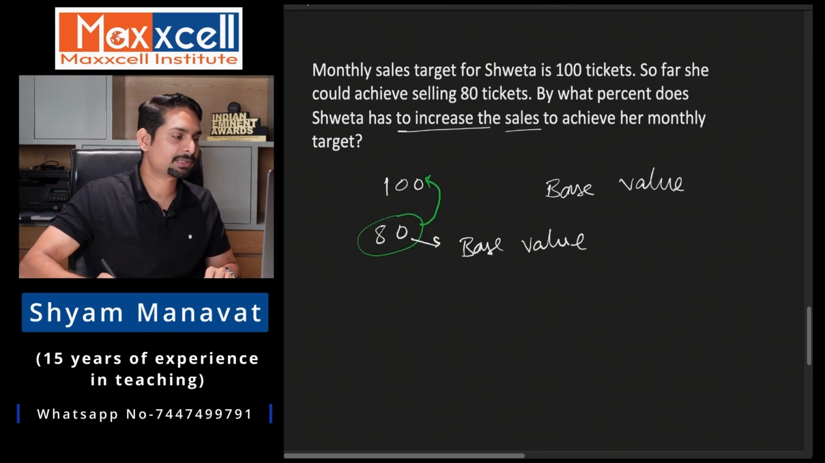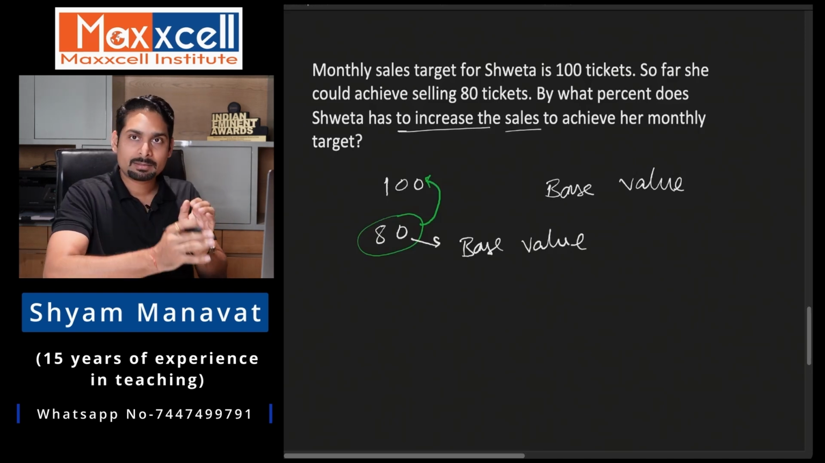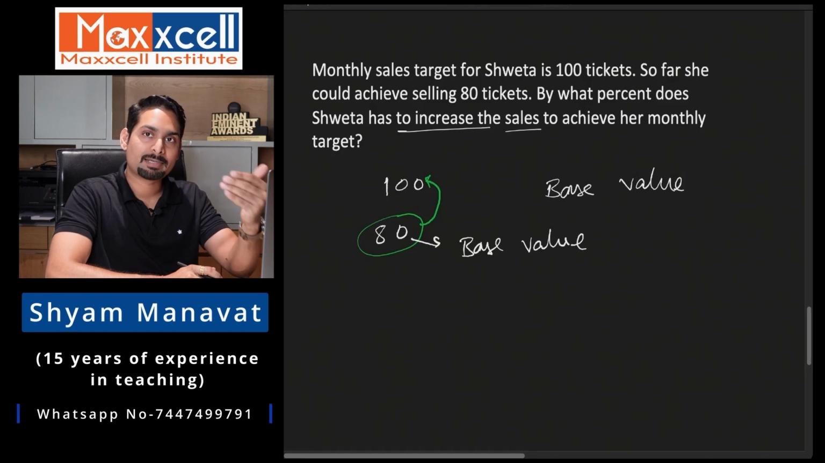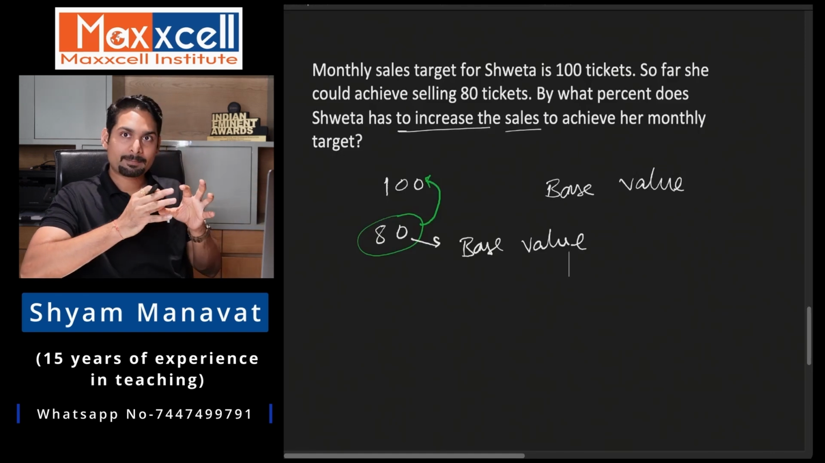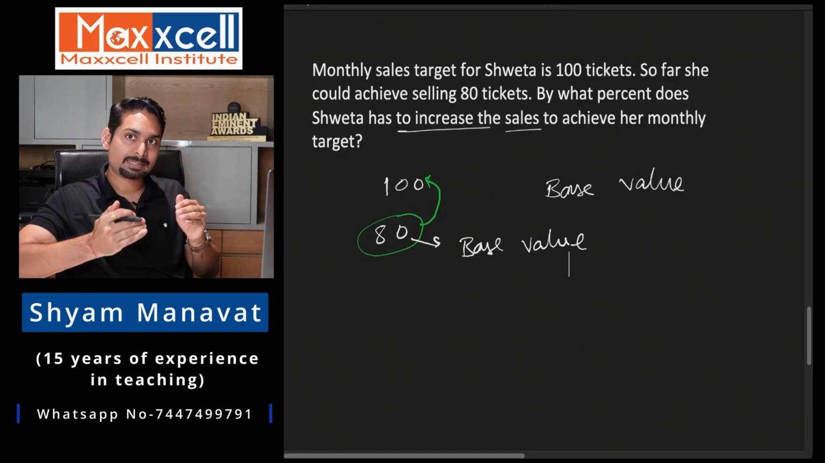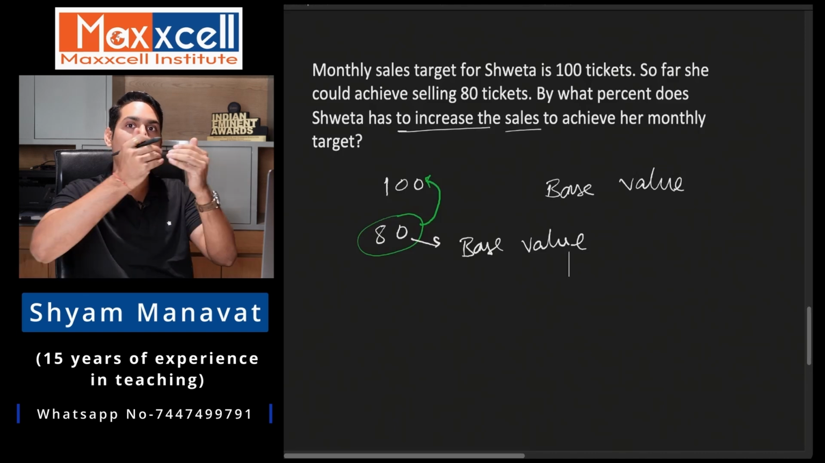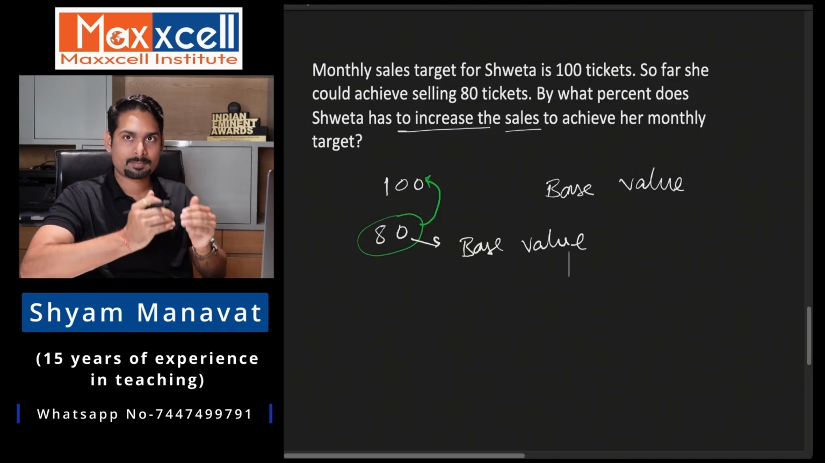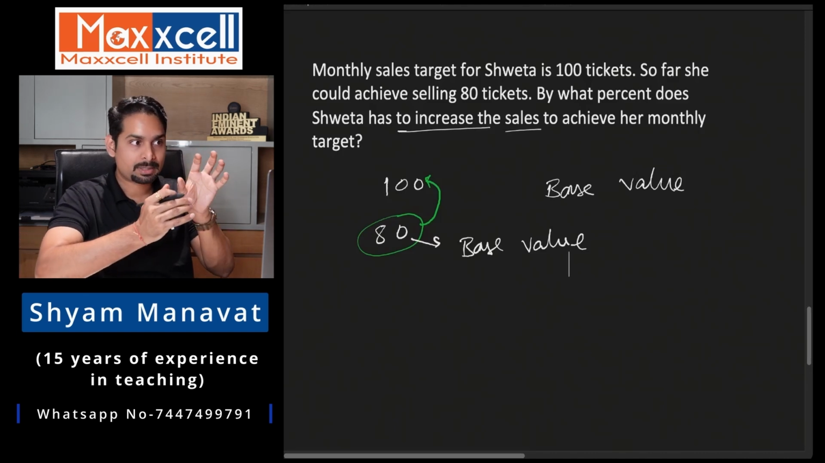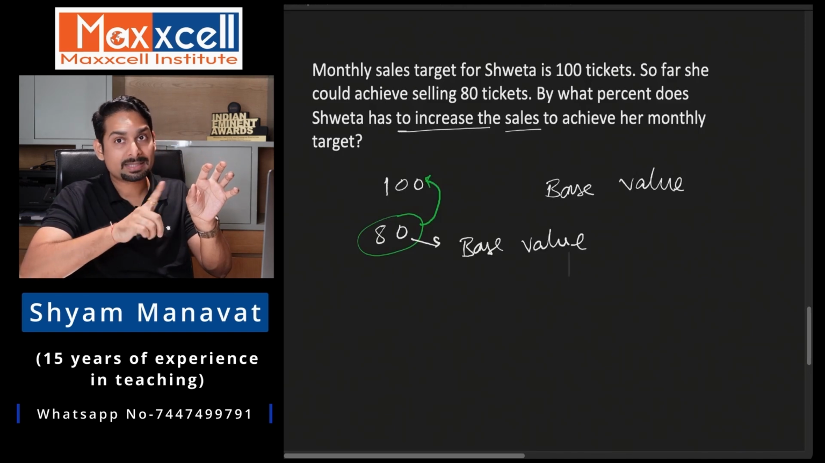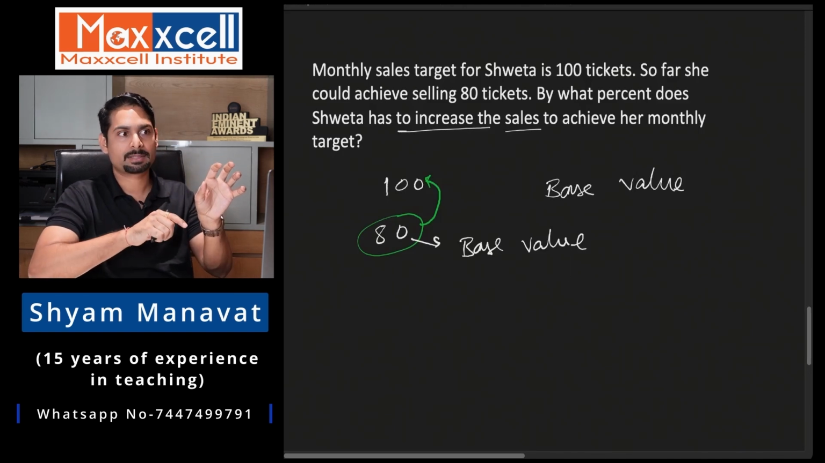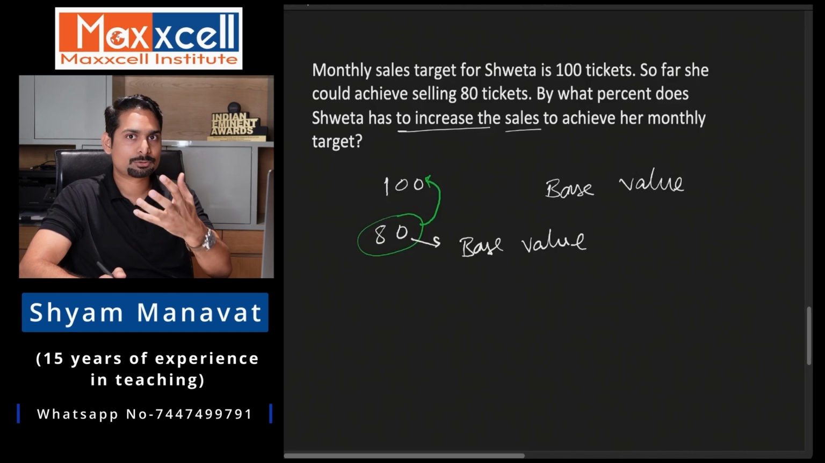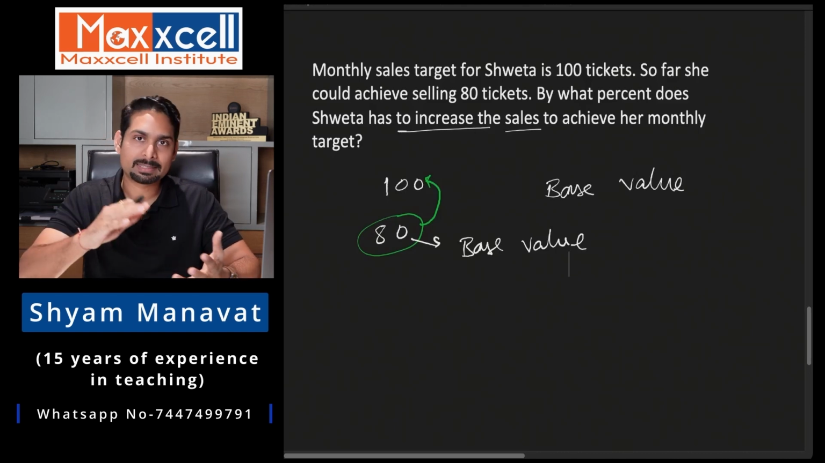Let me explain this once again. Base value is the one with which you compare the other value. You are comparing 100 with 80, that from 80 I want 100. So 100 is what percentage more than 80? Correct? More than 80. I'm sure you must have heard of this, more than, less than.